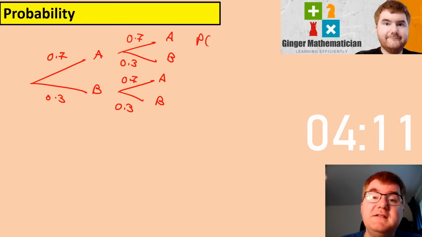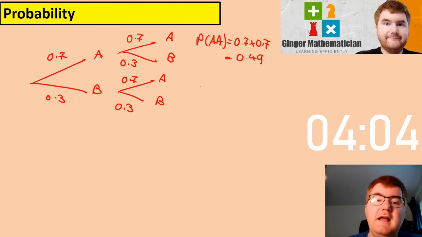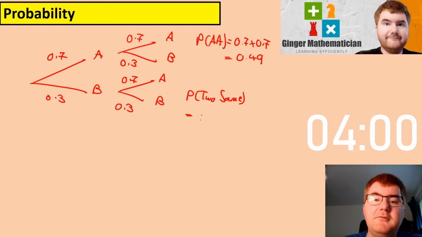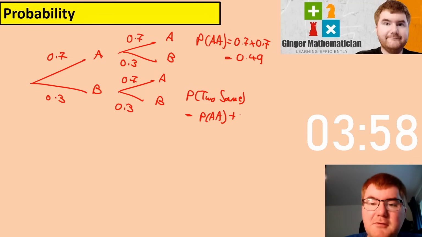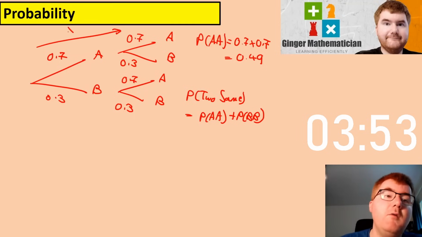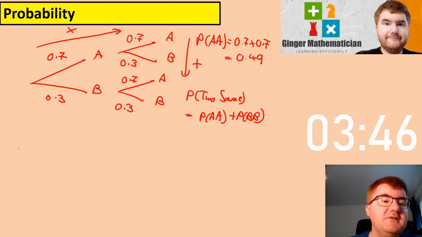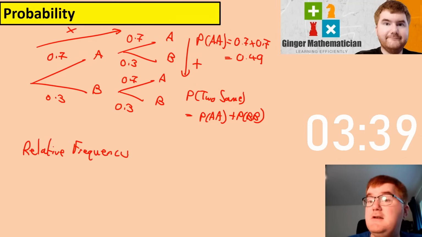If I want to work out the probability of AA, I multiply the fractions together, or decimals in this case, so I get 0.49. If I want to work out the probability of two the same, then I need to take the probability of AA and add the probability of BB. So this is our key rule. So we are along the branches, so this way we're multiplying. If we're going between the branches, we are adding in order to find the solution here. Tree diagrams is probably the most important thing, but I'd also ask you to research this word relative frequency. This comes up a ton on both iGCSE courses.